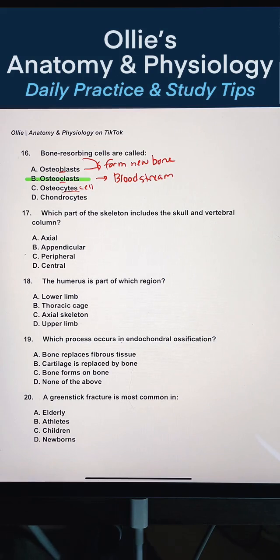All right, number 17. Will I do a session on muscles? Yes, we're actually doing some muscular system questions today. Number 17, which part of the skeleton includes the skull and vertebral column? A, B, C, or D?